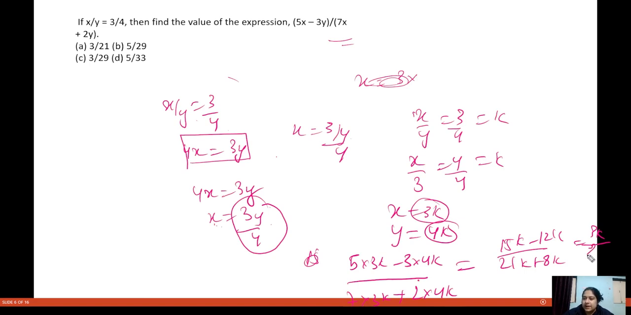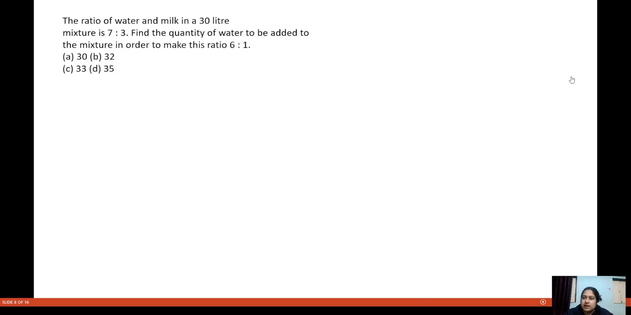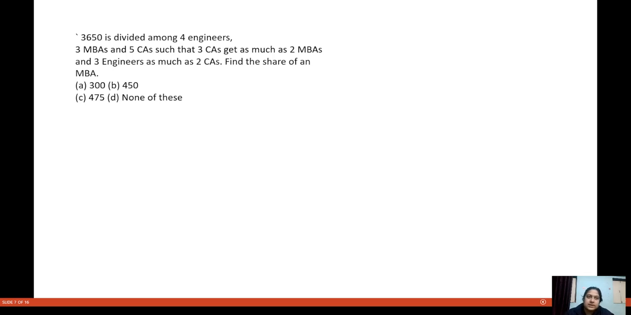Now look at this question. It is saying rupees 3650 is divided among 4 engineers, 3 MBAs, and 5 CAs, such that 3 CAs get as much as 2 MBAs and 3 engineers as much as 2 CAs. Find the share of an MBA.